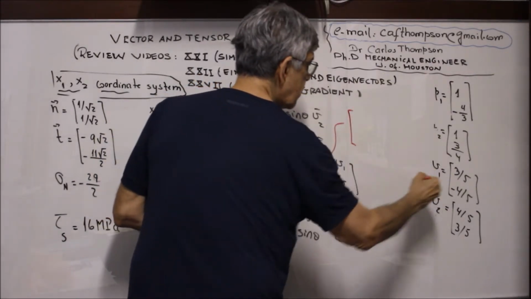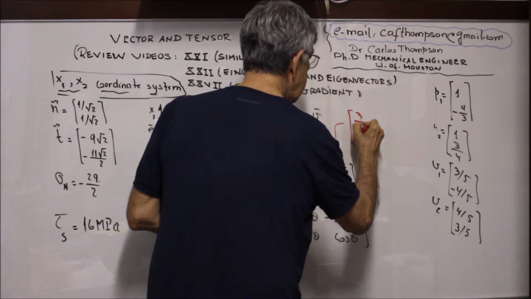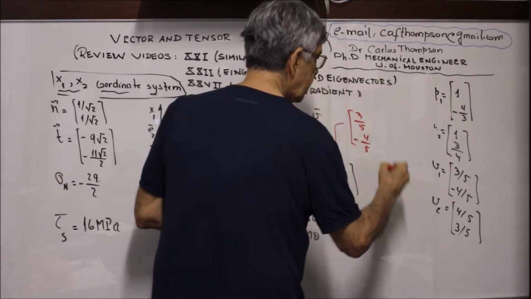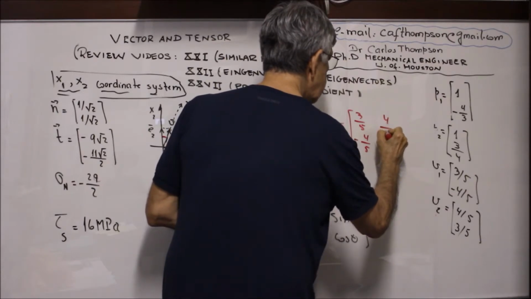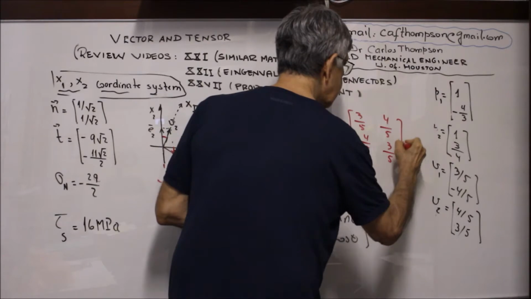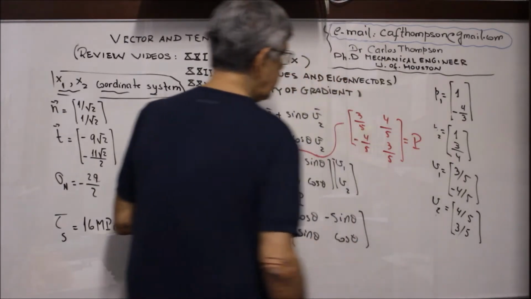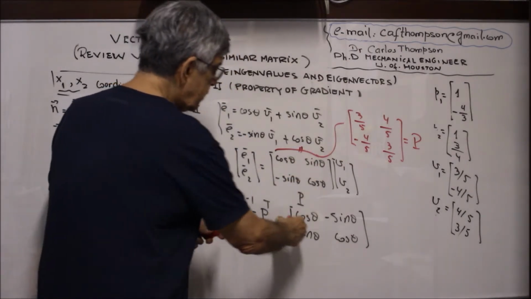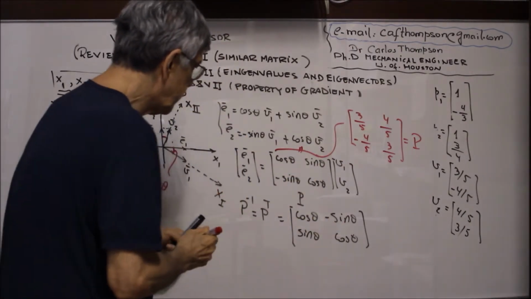Look, this is the component 3/5, -4/5. This is 4 divided by 5 and 3 divided by 5. So this is my matrix P. You see, you compare right here. See? This is P minus 1.